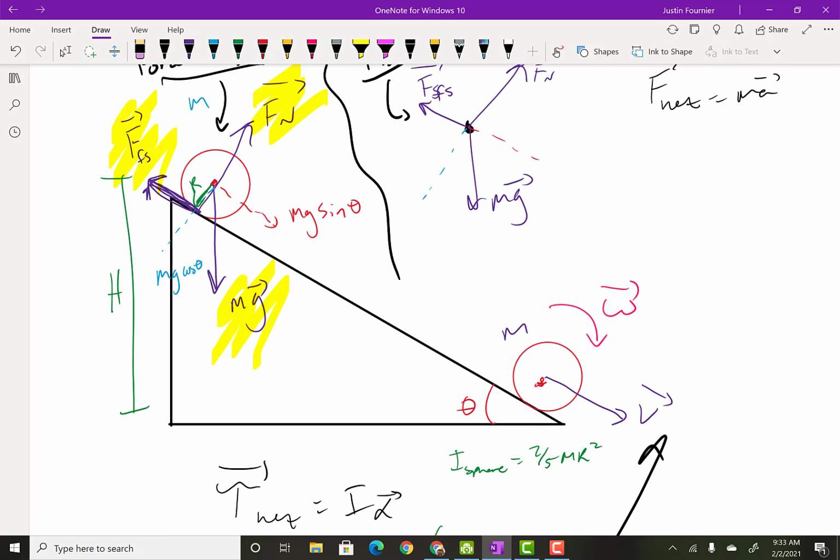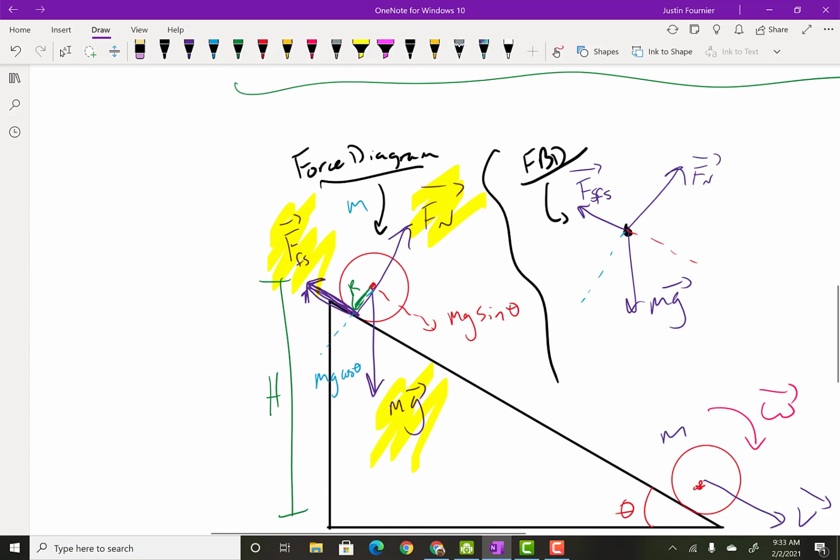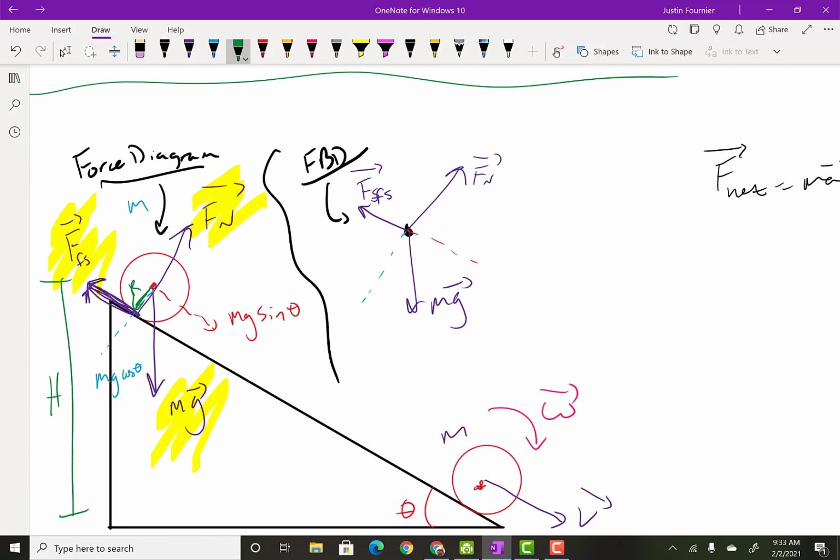Alright, so now we're going to try again, except this time using F net equals ma and torque net equals I alpha. This ends up being a little bit more involved, as you can see. I drew out the forces in class. So here's my free body diagram of the forces, and I'm going to use that free body diagram. Remember, this is mg sine theta, this is mg cosine theta.